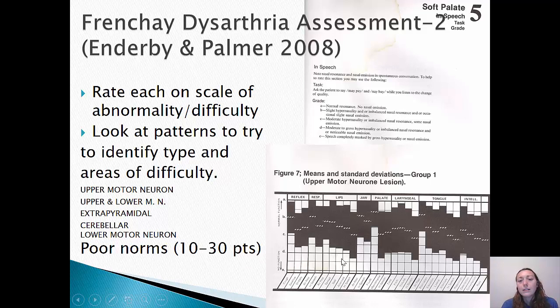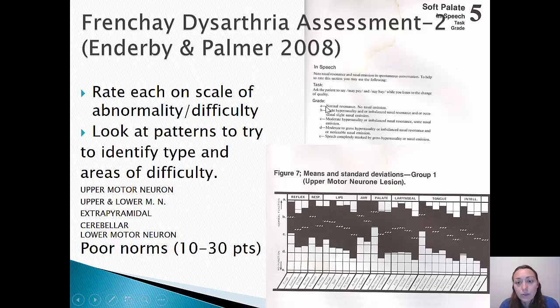So for example, here we go. Here it is, a task. Ask the patient to say this explicit target while you listen to the change of quality. So may, pay, nay, bay. This is looking at resonance. Then you have this scale. Again, because we are not in person, I'm reading it to you. You have this scale.